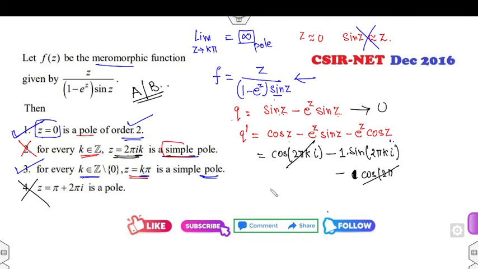So this value will be cancelled out. What is the sine of 2 pi iota? It is non-zero because of iota. If it is only 2 pi k, then it's 0. So that's non-zero, which means yes, it's a simple pole as well. Sine minus sine is 0, this is non-zero. Yes, it's a simple pole. A, B, C are the correct answers of this problem.